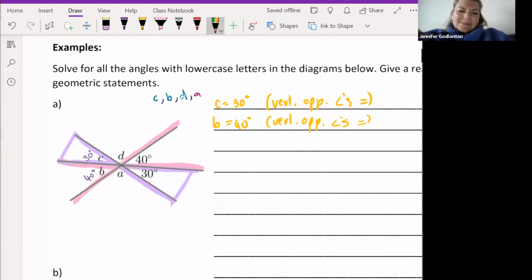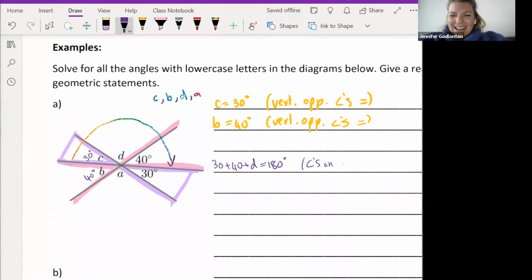Just gonna draw something in that and give you some guidance. Tracy, are you gonna talk me through? Yes, ma'am. Awesome. Tell me what to do. Ma'am, for number D, it's 30 plus 40 plus D equals 180 because of angles on the straight line. Woo! Angles on a straight line. Love it. Okay, next line. So D equals 180 minus 30 minus 40. Beautiful. So what does D equal? 110. Perfect. Yes, awesome. Okay, so now we know that D is 110.